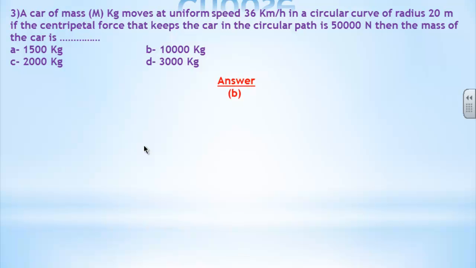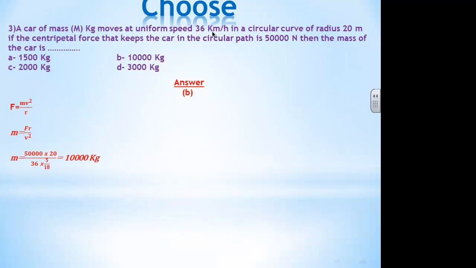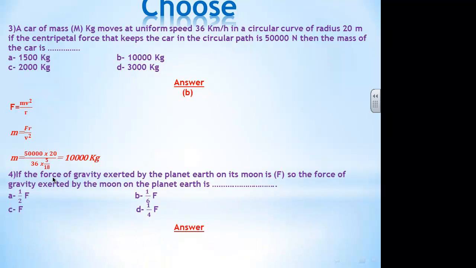Answer: number B. Due to centripetal force equals m v square over r. So m equals f r over v square. So m equals 50,000 times 20 over 36 times 5 over 18. Why? Speed here is kilometer per hour, and we must change it into meter per second. So 36 times 5 over 18, the mass is 10,000 kilogram.